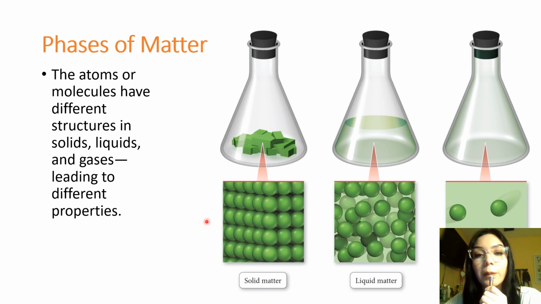This diagram is showing you the 3 states of matter and how they look at the atomic or molecular level. Here in the solid, you can see that they're very rigid. The atoms have a certain structure to them. In liquid, they're less organized, obviously. And for gas, they're very far apart and way less organized compared to solids.